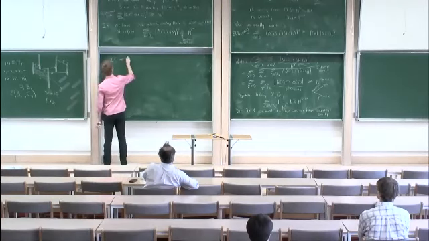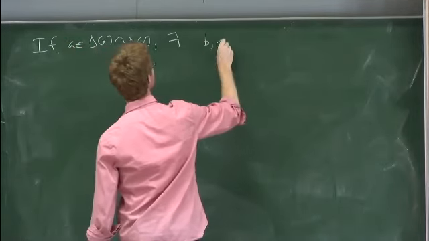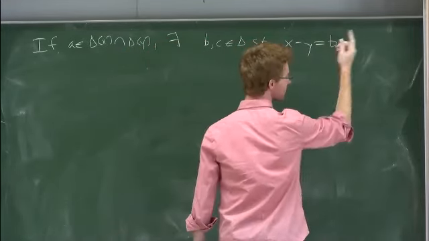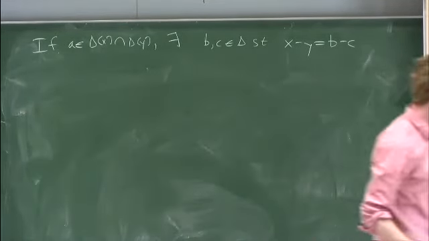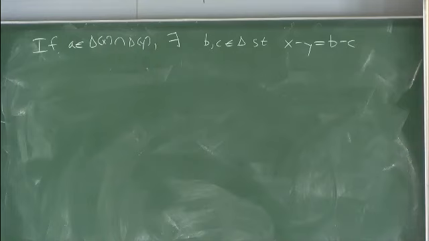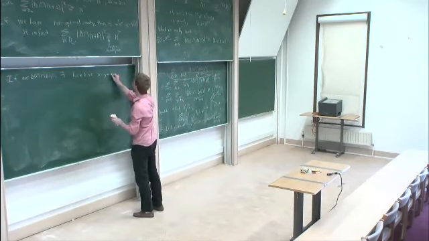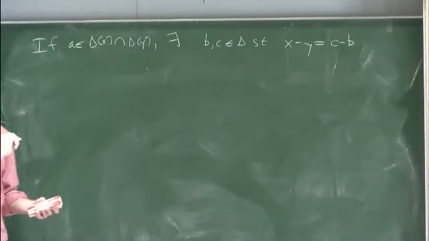If a is in delta x bracket delta y, there exists a b and c in delta such that x minus y is equal to b minus c. Or maybe it should have been c minus b, whatever. Here b is equal to a minus x and c is equal to a minus y, so x minus y is equal to c minus b. But I had a lot of those. I didn't just have one element in that intersection, I had n to the beta.